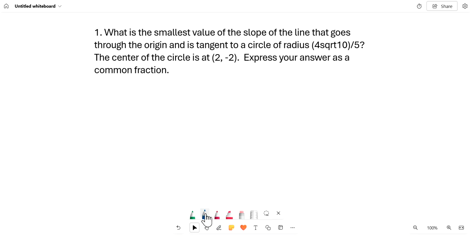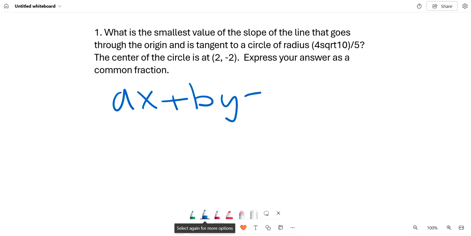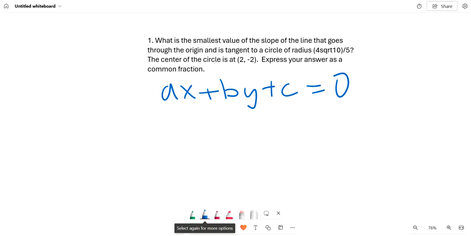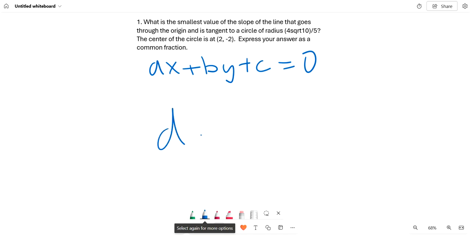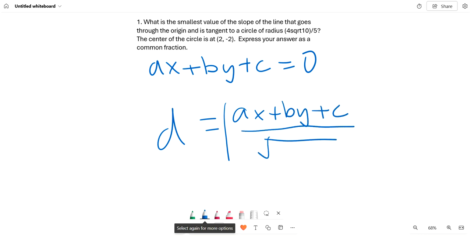So for this question, we'll need a formula that involves the line equation. Let's say we have a line with equation ax + by + c = 0. Then the distance from a point to that line would be d equals the absolute value of ax + by + c over the square root of a squared plus b squared. And x and y are the coordinates of the point that you want to find the distance to.